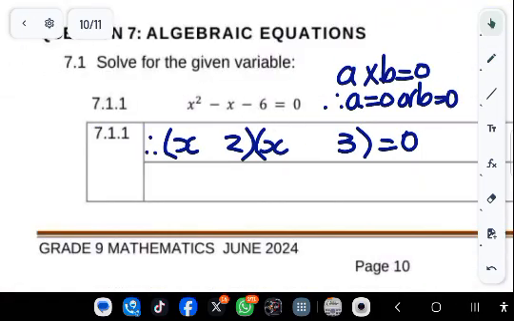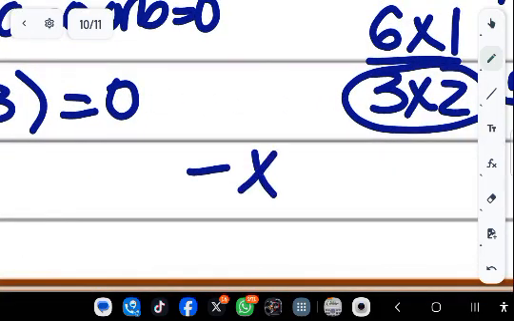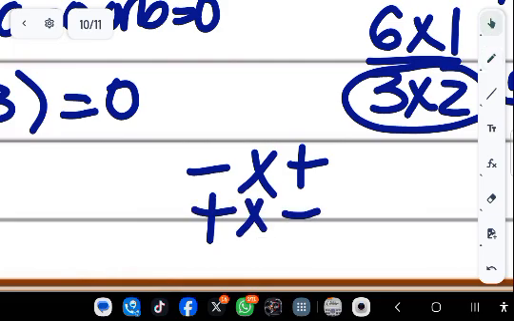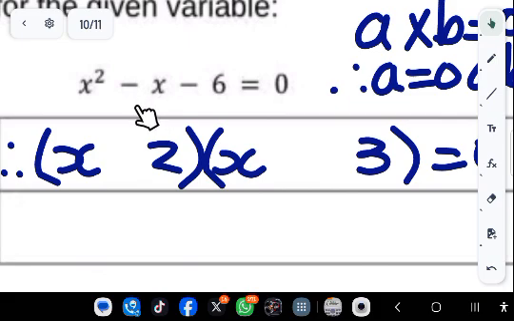Now the last term is negative, meaning that we will need these signs, negative times positive or positive times negative. It does not matter the order, but the order will be decided by what we have in the middle term. What is the middle term? The middle term is negative, so that means we must put minus in front of the bigger factor, which is 3, and the plus in front of the other one, and that's how easy it is.